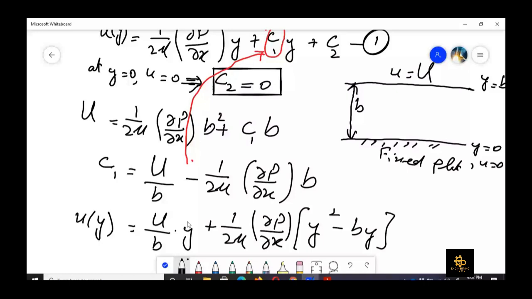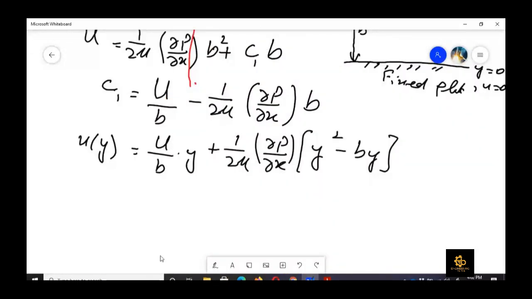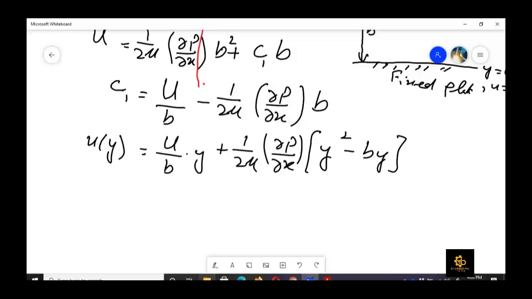So now we can see that the velocity profile is not quadratic, because there is also a linear term here. So we can also write it in a non-dimensional form. For that, we need to do a little bit of mathematical manipulation of the terms. Non-dimensional means that each term has zero dimensions. If we divide the whole equation by U, we get u divided by capital U, and here it would be y upon b.